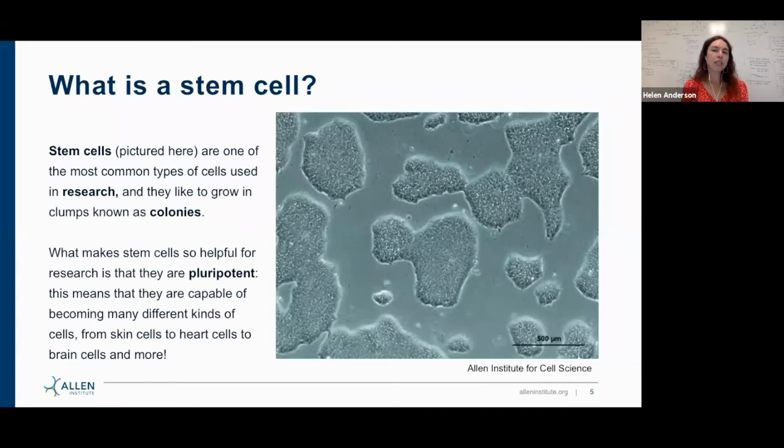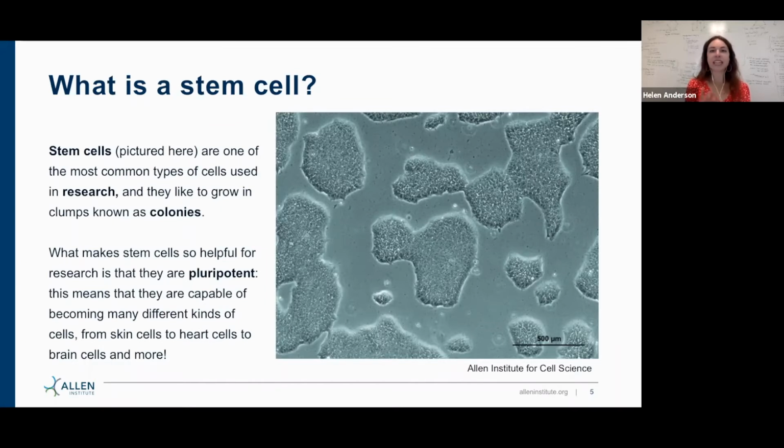Now, I mentioned before a specific kind of cell that we use here at the Allen Institute, and that's a stem cell. Stem cells are one of the most common types of cells used in research, and they like to grow in these clumps known as colonies. The reason that we like to use stem cells in biology research is because they possess a certain quality known as pluripotency. In other words, stem cells are pluripotent. This means that stem cells are able to become or turn into many different kinds of cells in the human body that are important to human health.